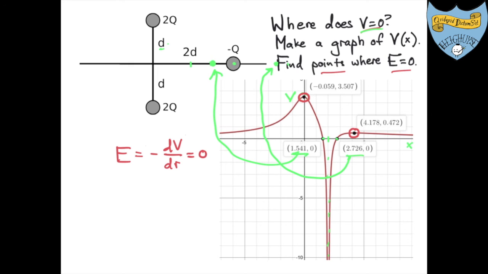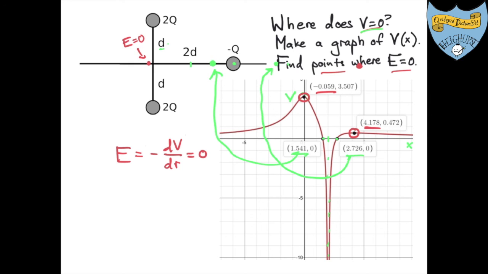In other words, this point, negative 0.059, which is right there, barely past the origin on the negative side, at that point the electric field is 0. So that local maximum on my graph is telling me a point where the electric field is in fact 0. And then there is apparently one other point, 4.178, which would be way over here or something, right? At that point, also, the electric field is 0.